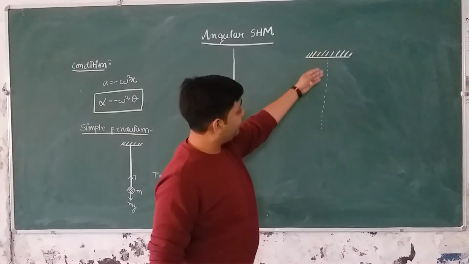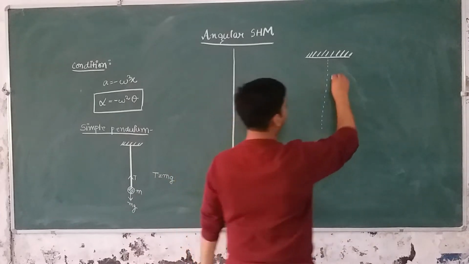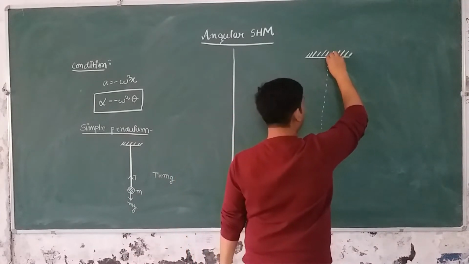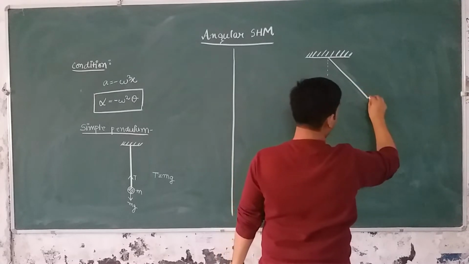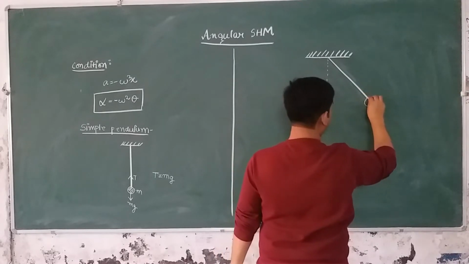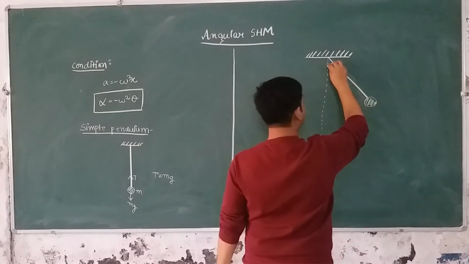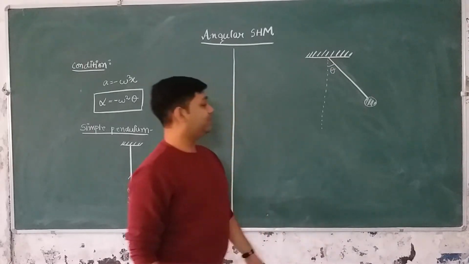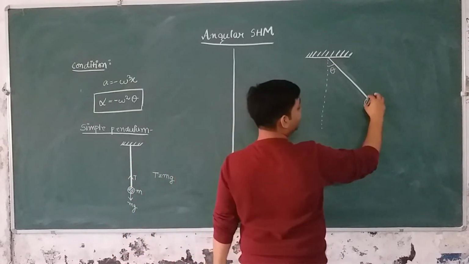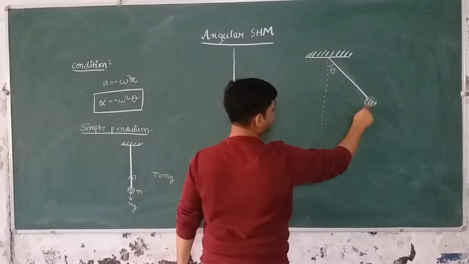I am drawing it as the mean position or equilibrium position. I hope you understand that. Now I am taking this bob towards the right, something like this. I took it here, and this is my bob of mass m. Suppose this angle is theta. Now I have taken this bob here, and if I release it, it will perform motion like this.